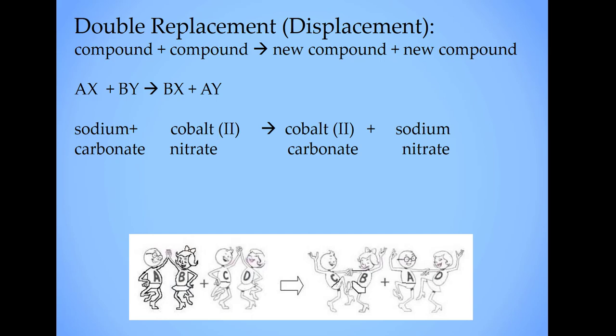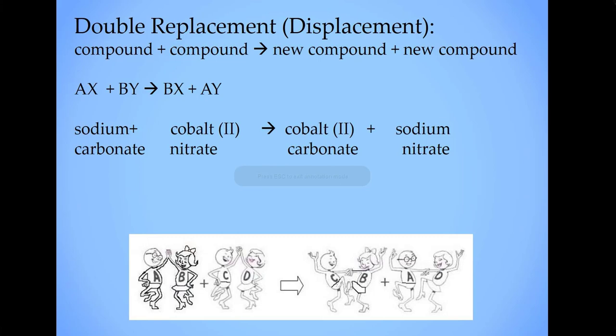So your cations are going to switch places. You could also look at it as your anions switching places. It's the same thing. We end up with a compound plus a compound, and we get two new compounds. These are often called precipitation reactions. Sometimes they're also called acid base reactions or neutralization reactions. For right now, just call them double replacement.